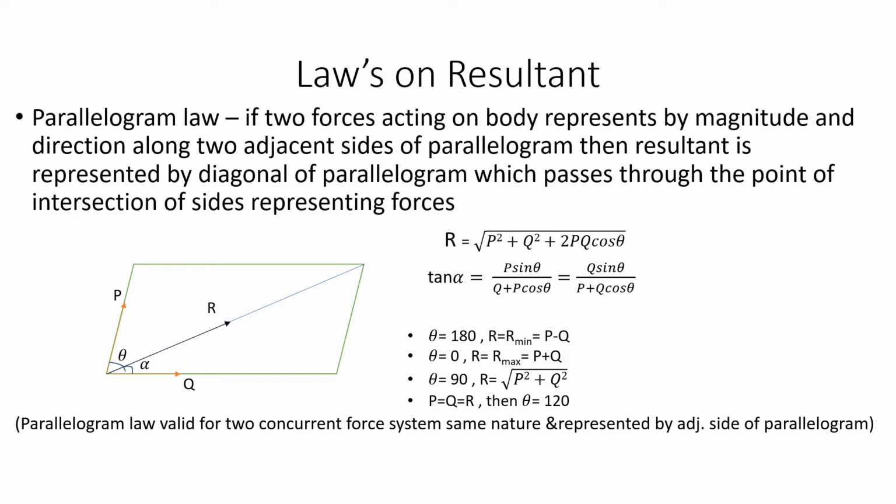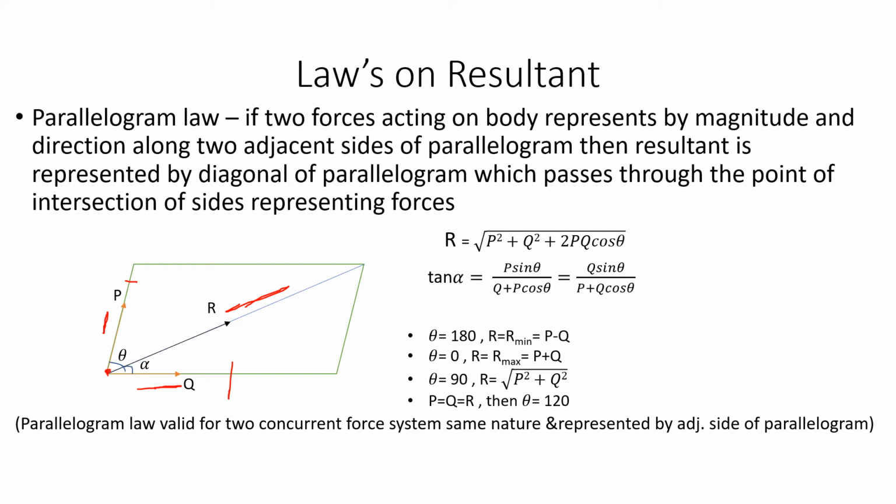Let us see, there are two forces. The first is P and another is Q, which will be represented by the sides of the parallelogram. This is one side of the parallelogram and this is the other side. So what our law says is, if this condition happens, then the resultant is directed along the diagonal. This is the diagonal of the parallelogram, which passes through the point of intersection of the sides representing the forces. That is the point of intersection. So the resultant will pass through this and it will be along the diagonal of the parallelogram.